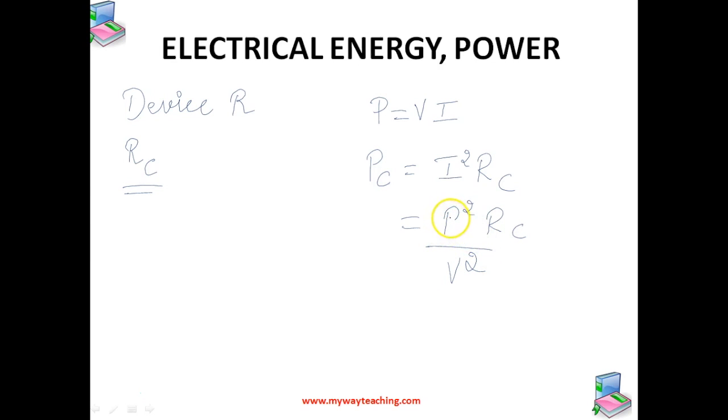This P is the power for the device R. So to drive a device of power P, the power wasted in connecting wires is inversely proportional to V square. Okay.